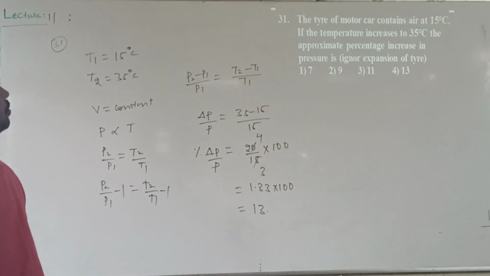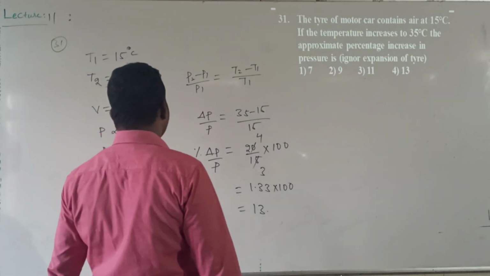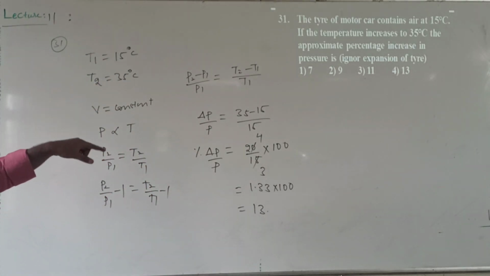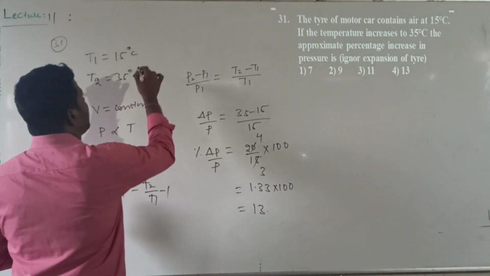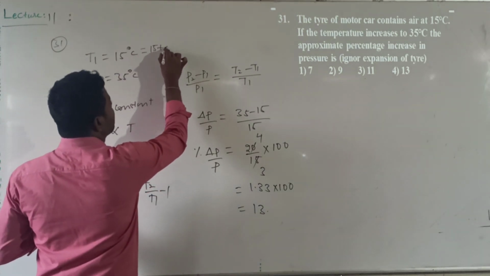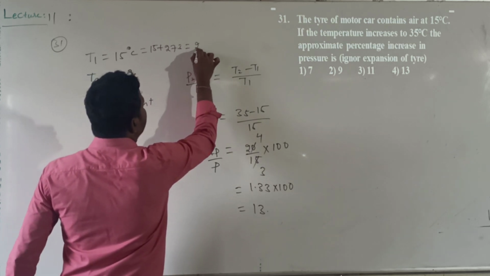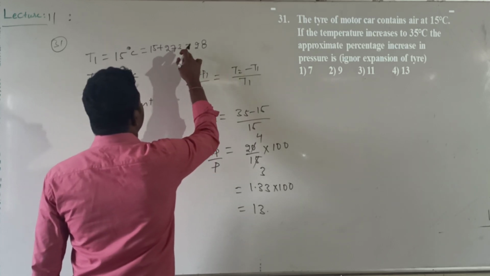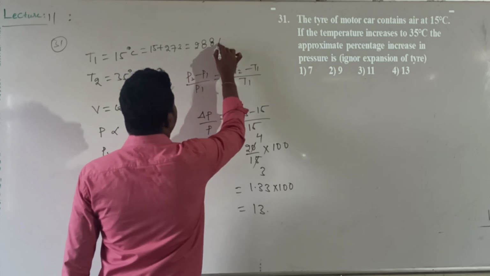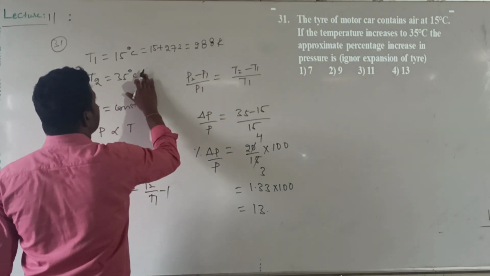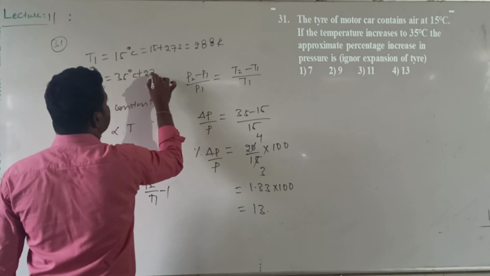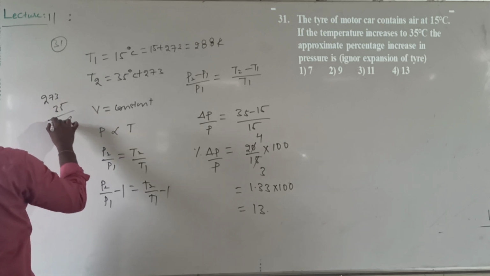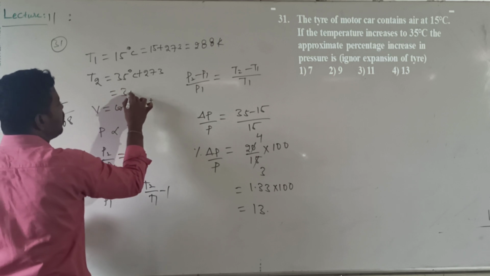So where is the mistake? Let me convert the temperature into Kelvin, because here I did the problem without converting the temperature into Kelvin. 15 degrees Celsius means 15 plus 273, which is 288 Kelvin. 35 degrees Celsius means 35 plus 273, which is 308 Kelvin.